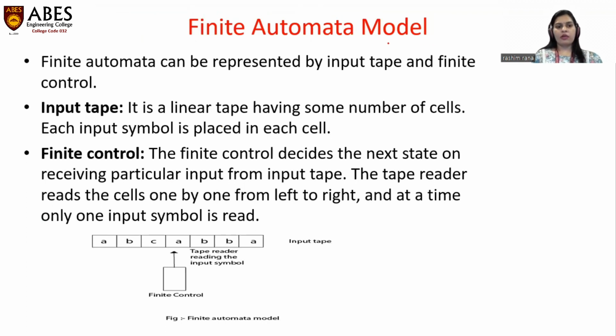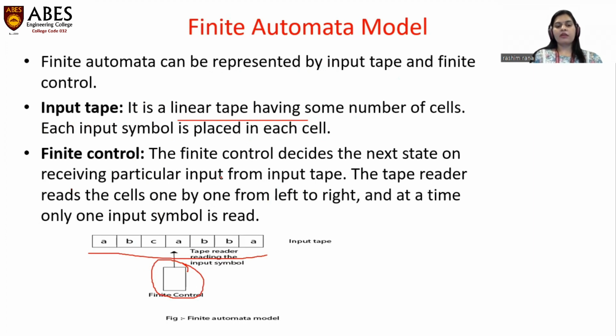Finite automata model. Finite automata can be represented by an input tape and finite control. This is our input tape, and this is our finite controller. Input tape: it is a linear tape having some number of cells. Each input symbol is placed in each cell.